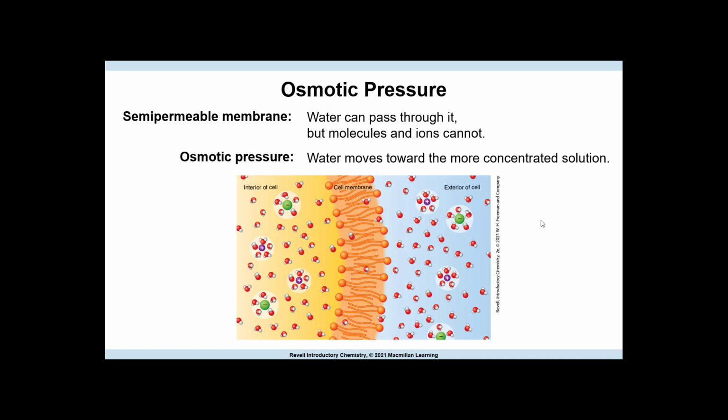When the solutions on either side of the membrane have the same solute concentration, water flows equally through the membrane in both directions. However, if one side of the membrane has a higher solute concentration, the water will migrate toward the more concentrated side. This tendency of water to move toward the more concentrated solution is called osmotic pressure. So it's trying to dilute the more concentrated side.